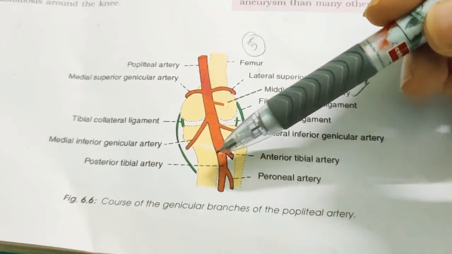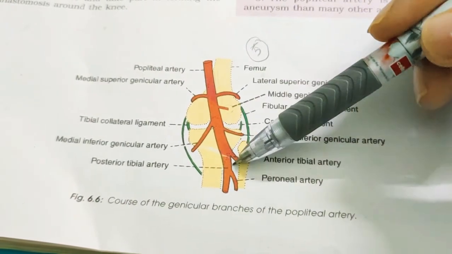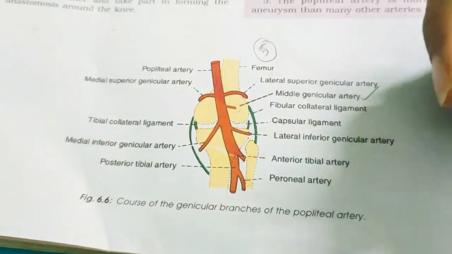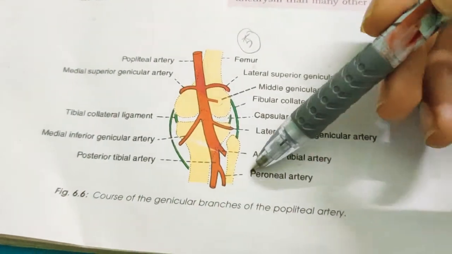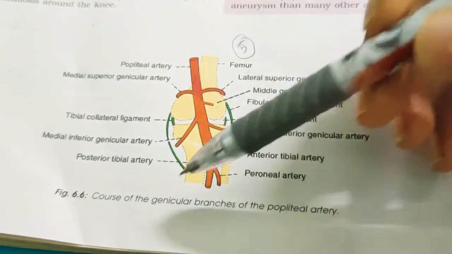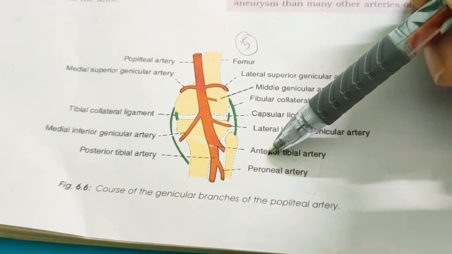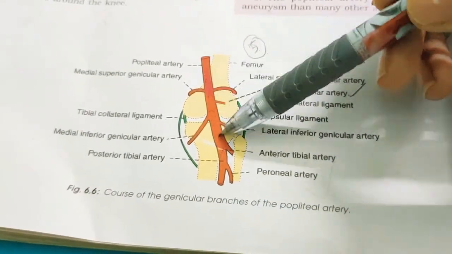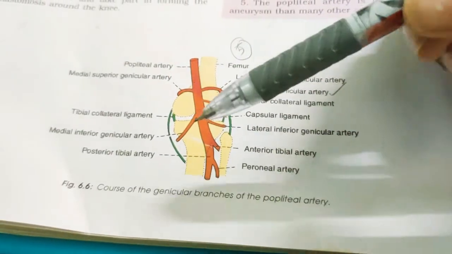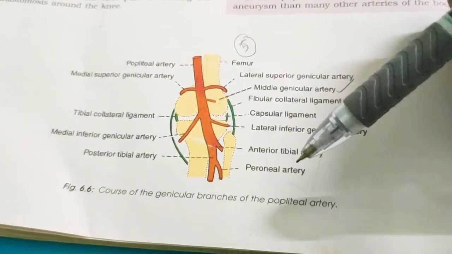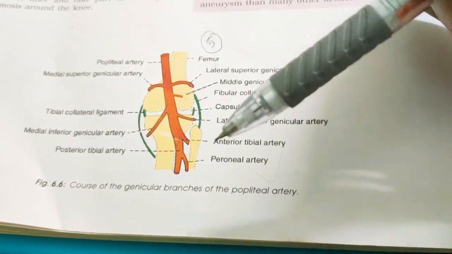And sometimes the popliteal artery may divide into three branches, that is anterior, posterior and peroneal. So sometimes three may be present, sometimes only these two may be present, and sometimes this division may be somewhere higher. So these are all the different variations. Now we'll discuss the clinical anatomy related to that.